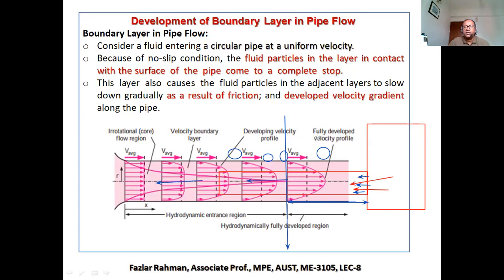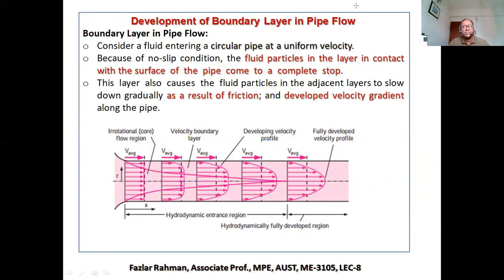Similarly, if you install a pressure gauge right over here, it doesn't work. You will not get an accurate result. You have to install right over here. So this distance is called the hydrodynamic length. The distance from the entry point to the full velocity development region is called the hydrodynamic entry length. So you need to know that length.